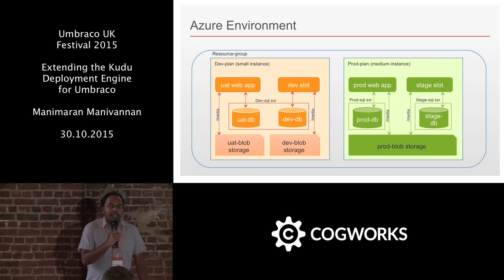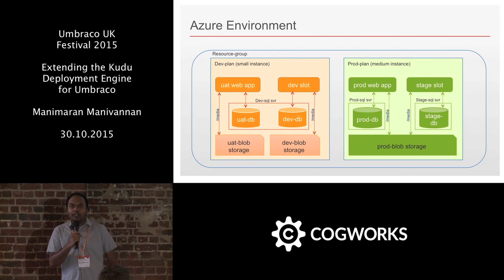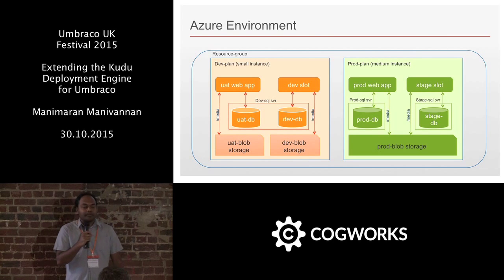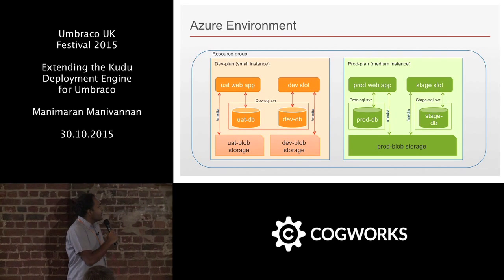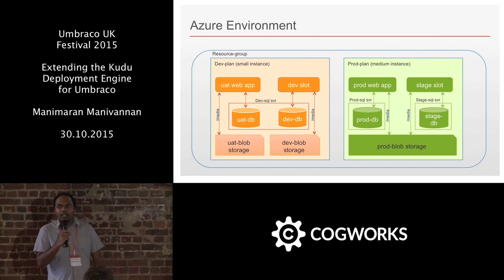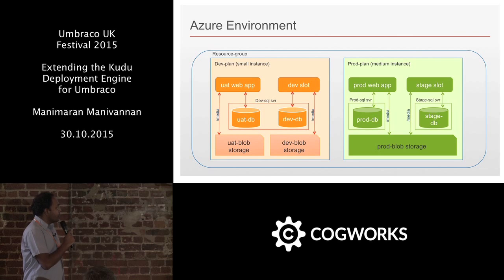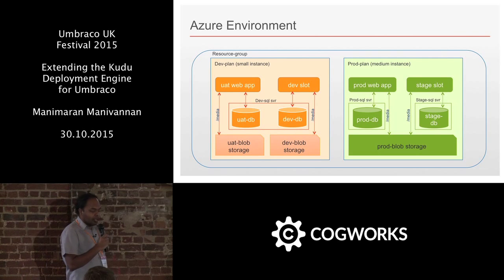We have two separate SQL Server instances and one database within each of them, one for the staging slot and the other for the production web app. I just thought it would make use of fewer resources if we had only one SQL Server in the development environment.